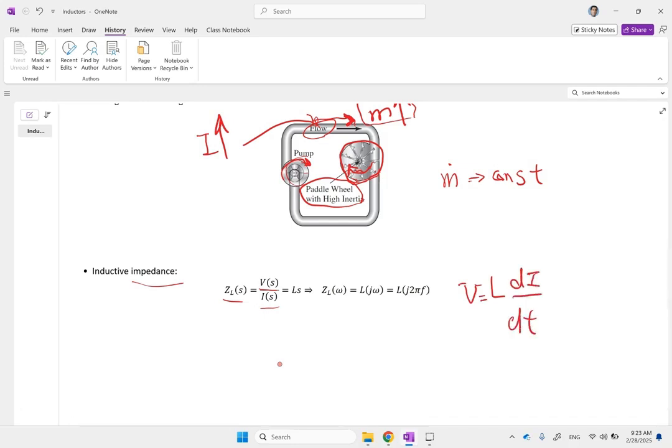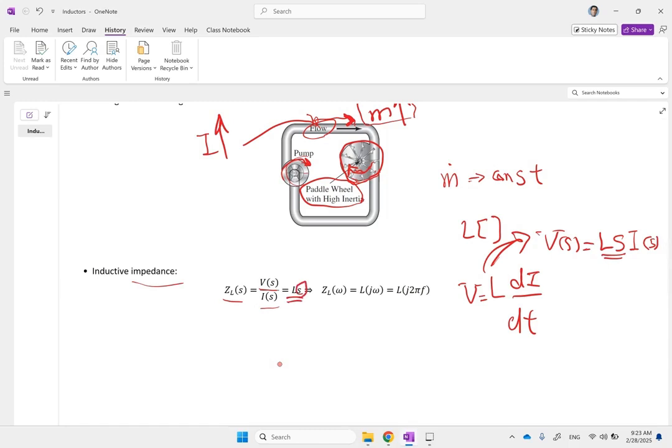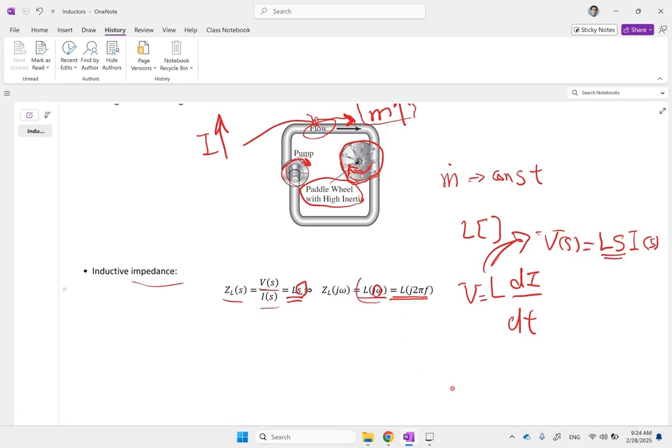Now, in this case, remember your V is L di over dt. So if you apply Laplace transform, you're going to get V of S equals L times S times I of S. And if you find V over I, clearly it's going to be L times S. And if for S you replace j omega, then it is going to be L times j omega. And if for omega you replace frequency in hertz, it's going to be L j 2 pi f. So basically your impedance is going to be L j omega.